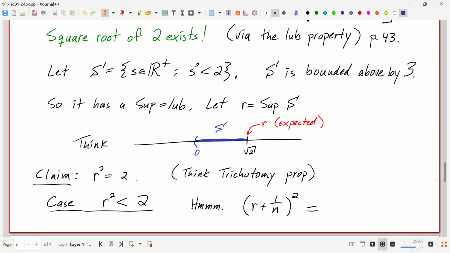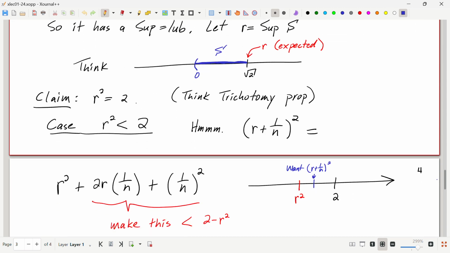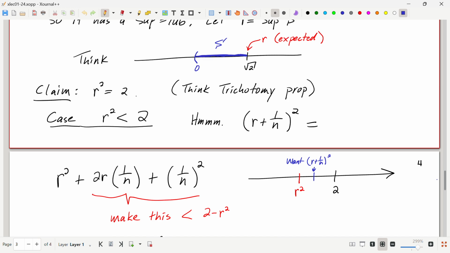So the idea was if r squared was less than 2, then maybe I could squeak it up a little bit and keep it less than 2. That's your gut feeling, and your gut feeling is right. So if r squared happened to be less than 2, then I would look at r plus 1 over n, something really small, and square that, and hope that I could make that also less than 2. Okay, so there's the picture. There's r squared on the number line, and I want to squeeze r plus 1 over n squared in between there. And that's going to violate something. I'll explain what it violates in a second.